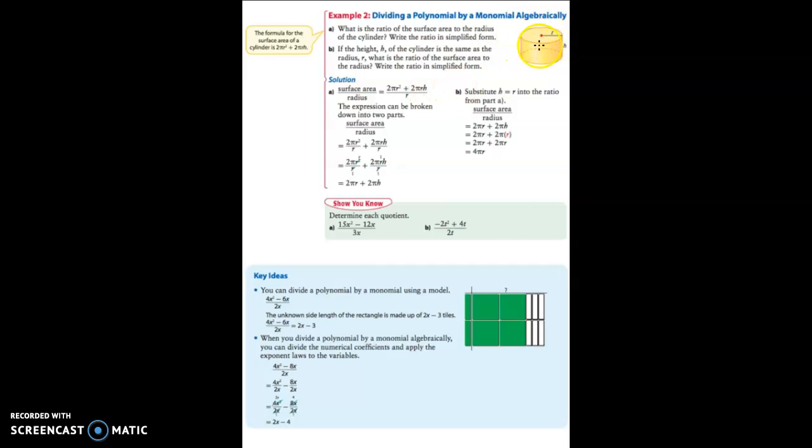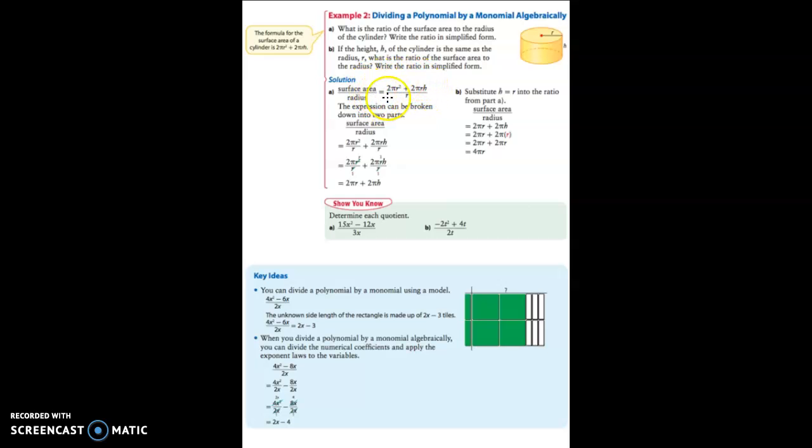This is basically finding the area of the circle right here, and then you have two of them, pi r squared being the area of one circle. You have one on top and one on bottom. So you have 2 times the area of the circle. And then you have the circumference, which is 2 pi r, times the height will give you the lateral area of this cylinder. And then you're being asked to find the ratio, so you divide by the radius.